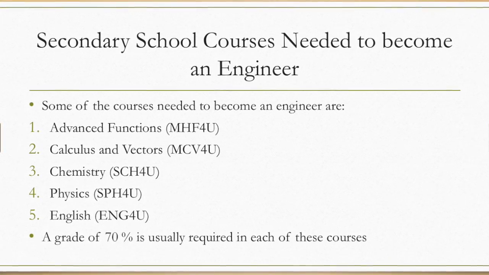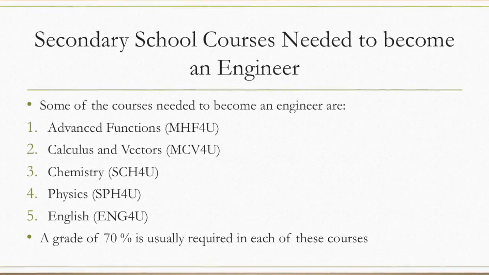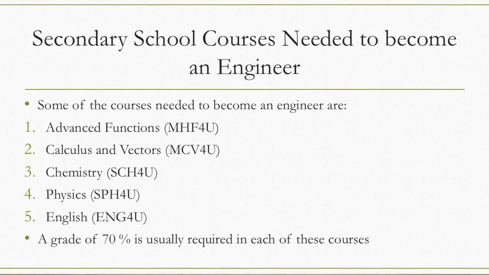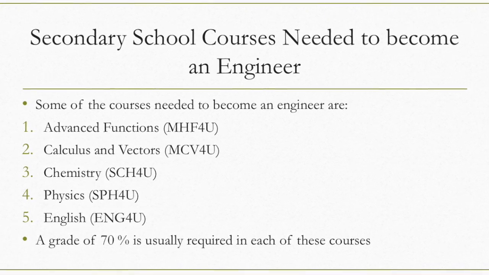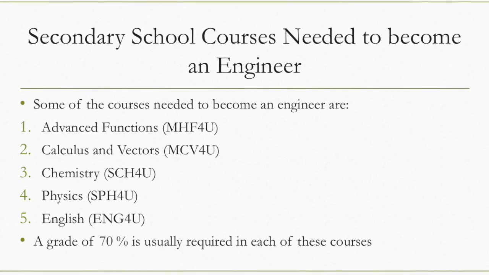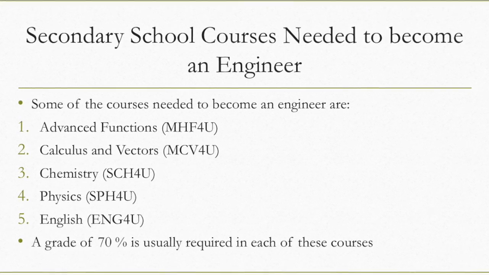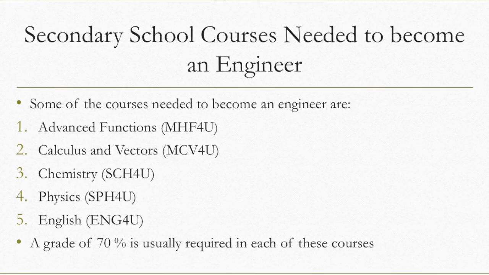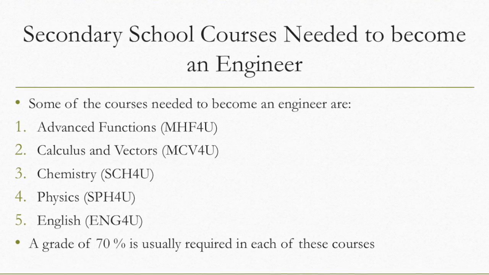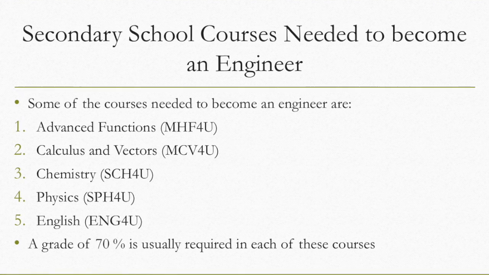Firstly, you should take these courses to be able to get into the program you want in university: advanced functions, calculus and vectors, chemistry, physics, and English. You must also have a 70 percentile or higher in all of these courses to increase your chances of getting into the university you like.